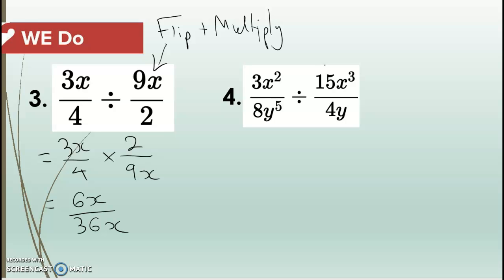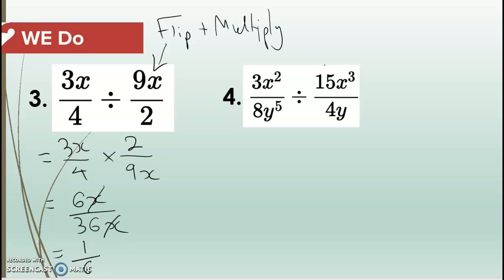And now we need to cancel off if we can. So 6 over 36, we've seen that one fraction before, that's 1 over 6. And then the x's will cancel, one on the top, one on the bottom. So I'm just left with 1 over 6. Excellent.